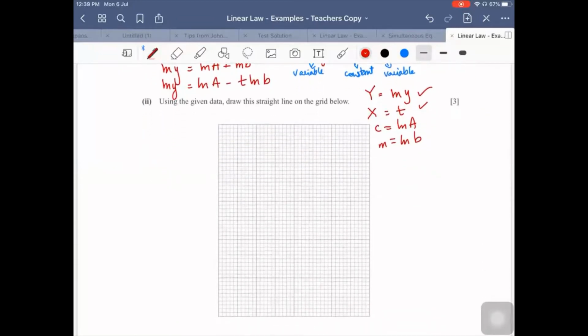ये कहता है यूजिंग दिस गिवन डेटा ड्रॉ द स्ट्रेट लाइन। बोलो सर यहाँ पे आपने कैपिटल एन को वाई से रिप्लेस क्यों किया, उसी से कंटिन्यू नहीं किया?